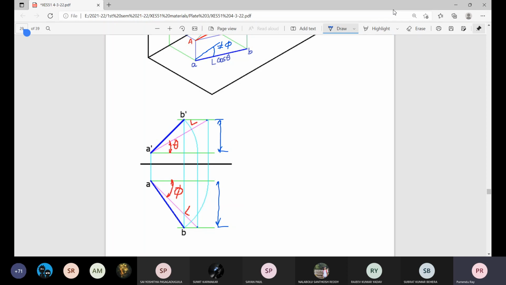True length L, true angle theta, true length L, true angle phi with HP and VP. A and A dash are identified. So draw horizontal lines through A dash through A. At L sin theta location, draw a horizontal line. At L sin phi location, draw a horizontal line or line parallel to GL. It's over.